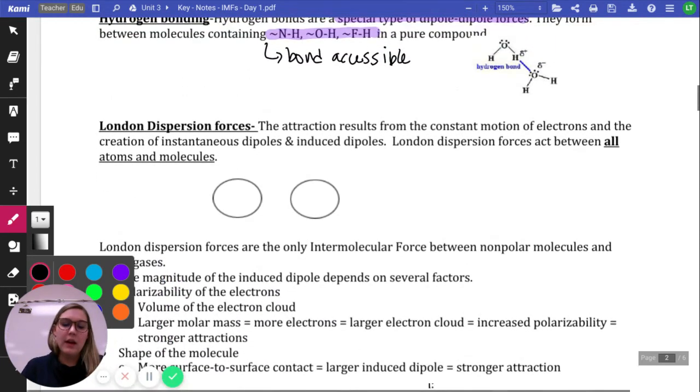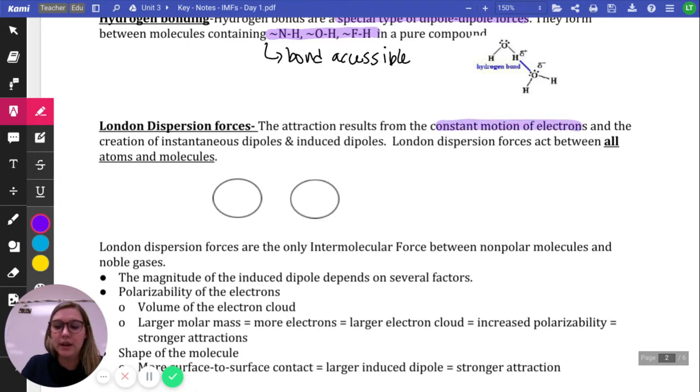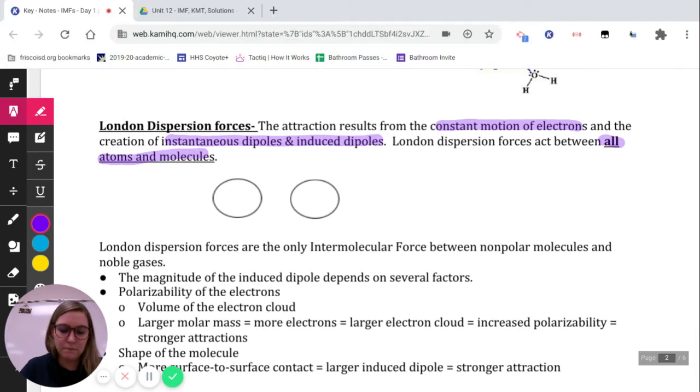Okay. And then our last one is London dispersion. London dispersion forces are the attraction that results from the constant motion of electrons. And basically, the electrons create what we call instantaneous dipoles and induced dipoles. London dispersion forces happen between all atoms and molecules. Polar, non-polar, whatever. They happen between all of them. And for this one, guys, I want to show you a little video about what happens in London dispersion forces. So I'm going to see if it will work.